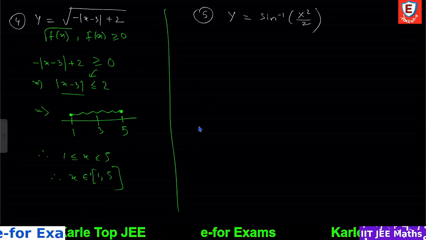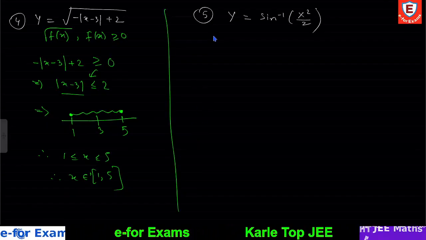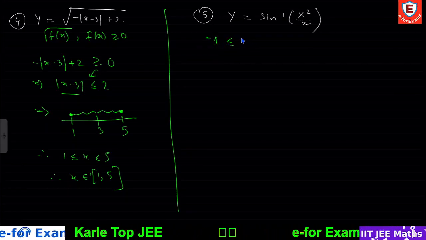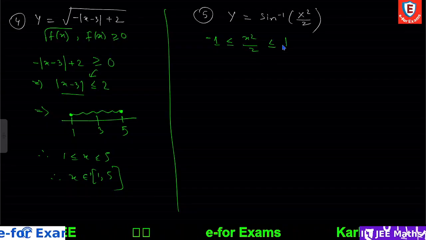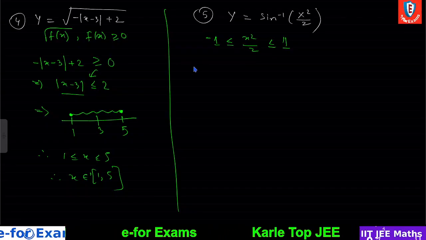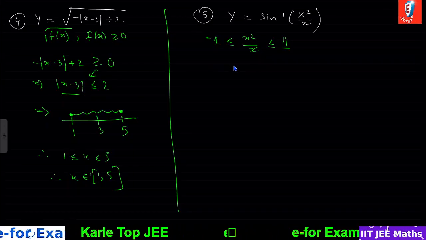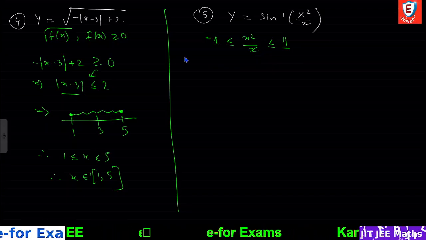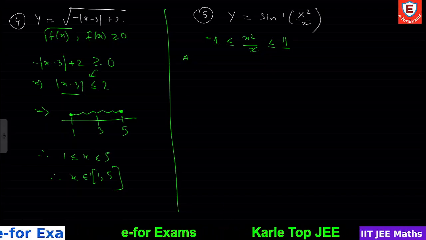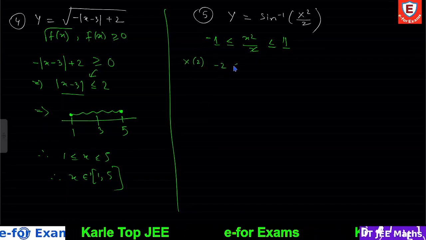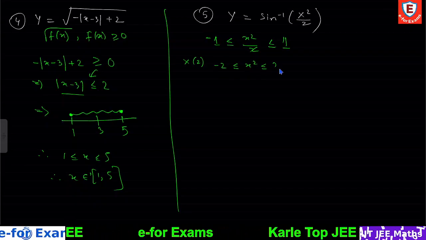And then number 5. Here y equals sine inverse of x squared by 2. For sine or cos inverse, we know that minus 1 is always less than or equal to x squared by 2, less than or equal to 1. Right? Here, try to remove this 2, so multiply by 2. So minus 2 is less than or equal to x squared, less than or equal to 2.